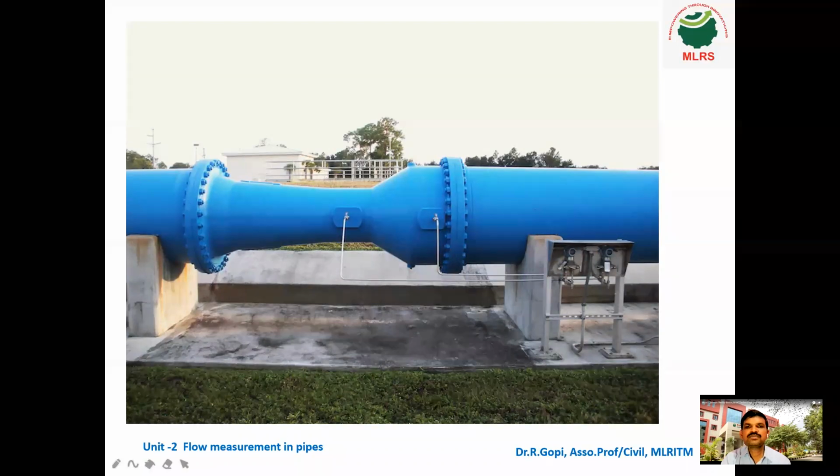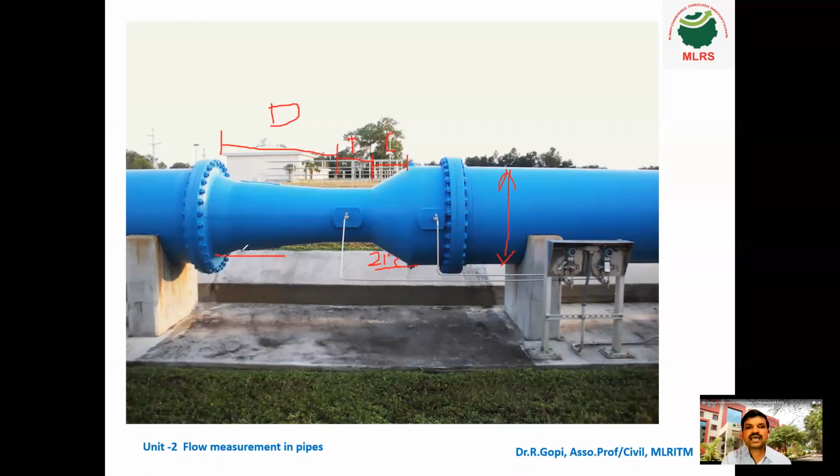So next, here also you can see, I think this picture is very clear. This is the original diameter of the pipe, and this part is the convergent, this is the throat, and this is the divergent. You can see here the convergent angle is more, this angle is approximately 21 degrees. The angle is more, but the length is very small.